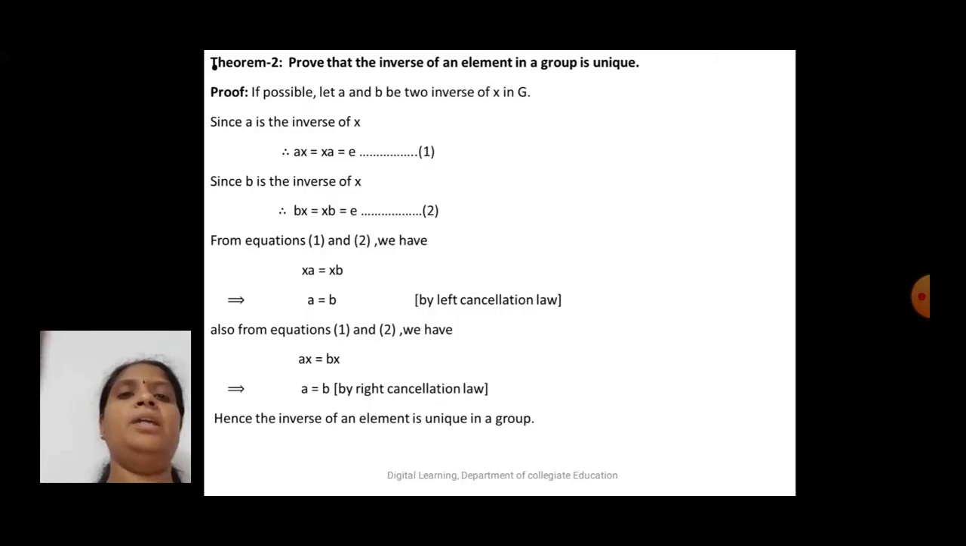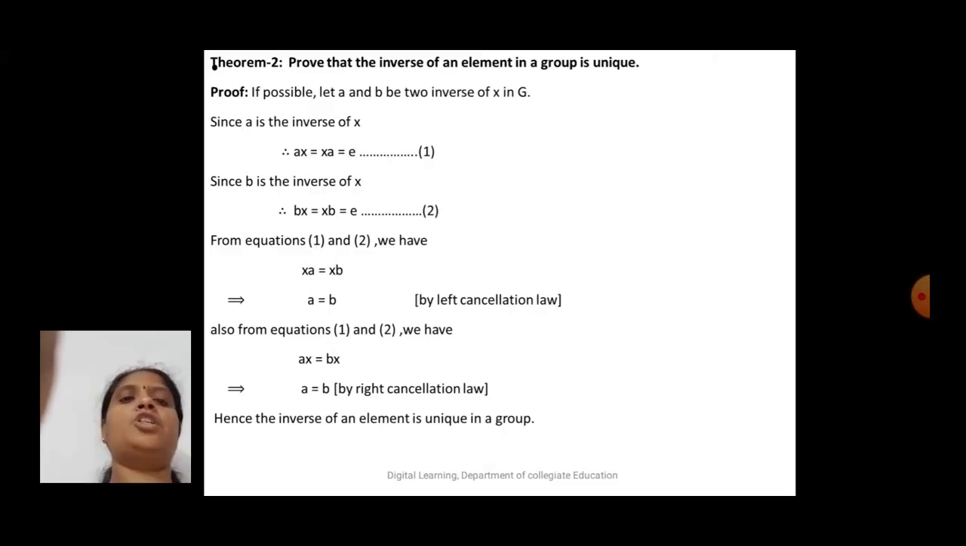Take another element b here, which is also an inverse of x. Similarly we can take bx is equal to xb is equal to e. Again b is acting as 1 by x. Therefore from equations 1 and 2, xa is equal to xb. That is, considering xa is equal to e in equation number 1 and xb is equal to e in equation number 2, we can equate them. Therefore we have xa is equal to xb. Therefore x is cancelled. We will be left with a is equal to b.